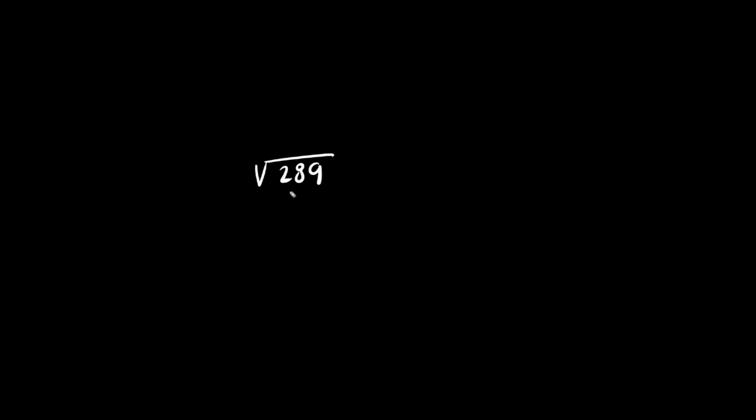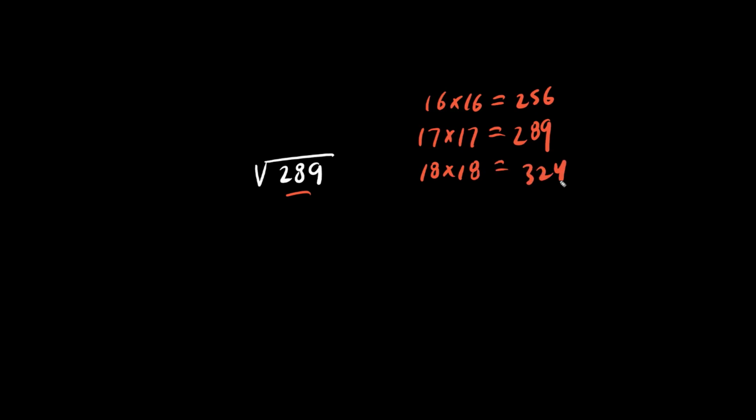What is the square root of 289? What times what becomes the inside? So if you memorize your timetables, you'll realize that 17 times 17 is 289. By the way, 16 times 16 is 256, and 18 times 18 is 324. So by trial and error, figure out that the answer is 17.